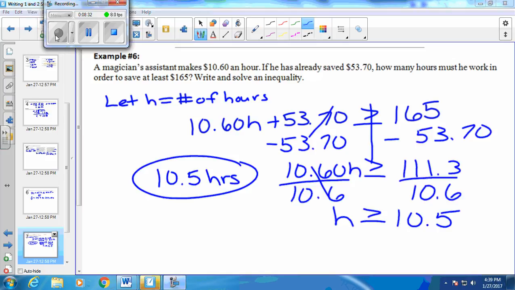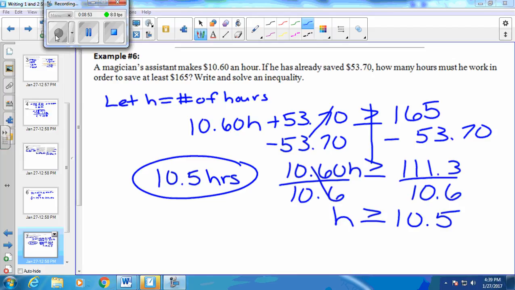Okay, so I solved this by starting by subtracting from both sides, then I divided by the 10.60, and I got H is greater than or equal to 10.5 hours. So if he works at least 10.5 hours, with the money he's already saved, he will have at least $165.